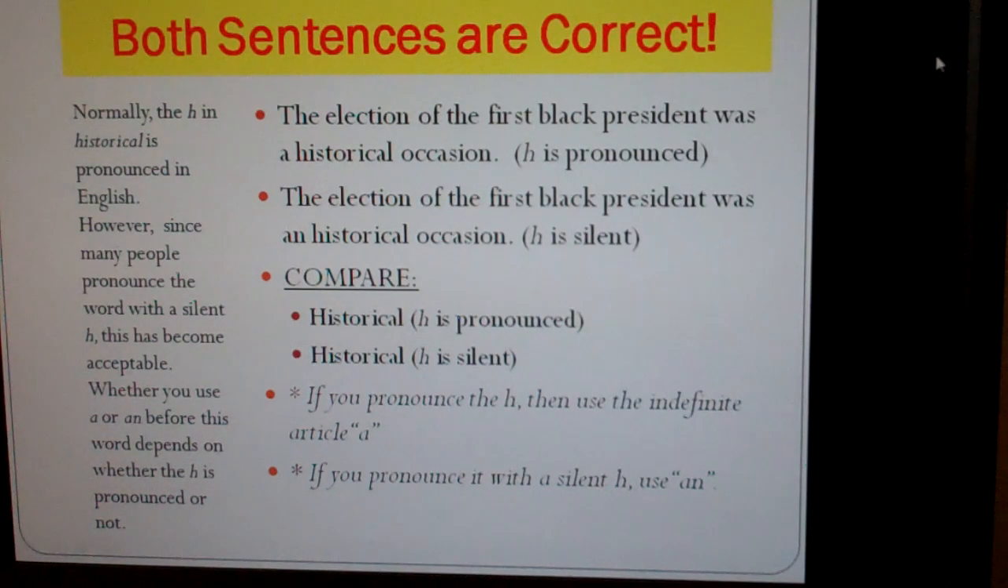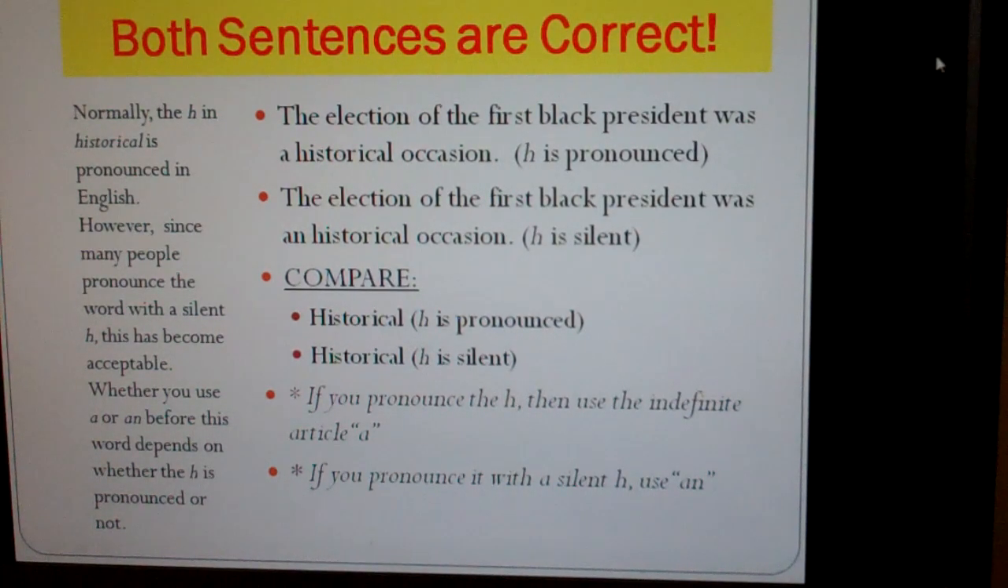The election of the first black president was a historical occasion. The H in this sentence was pronounced. Therefore, you use the indefinite article a. The election of the first black president was an historical occasion. In this case, the H was silent, and so you use the indefinite article an.